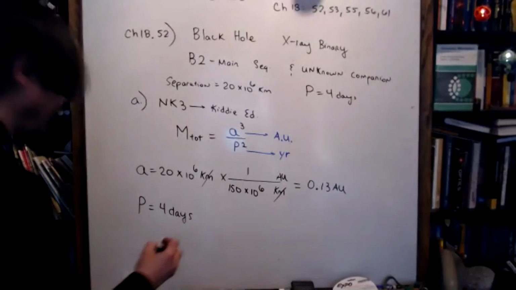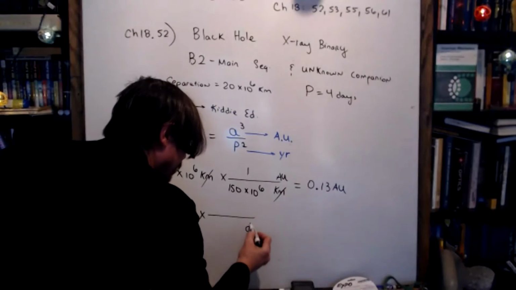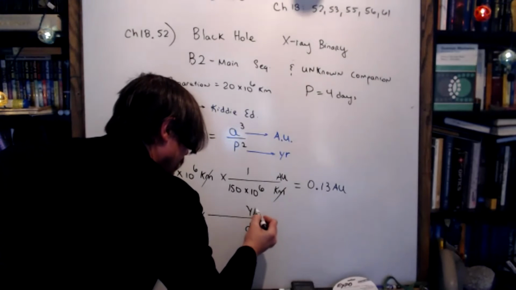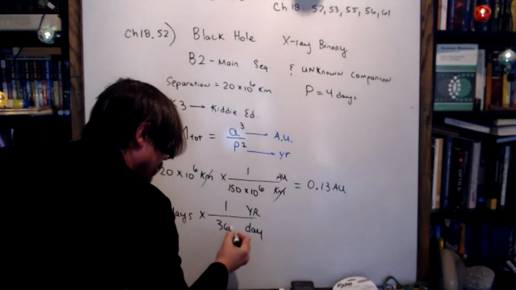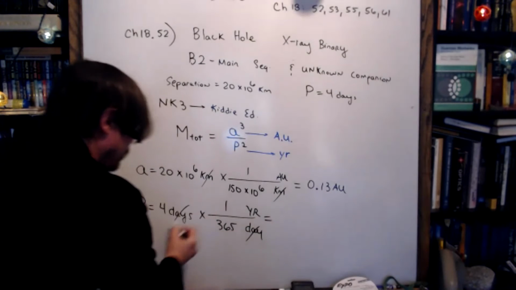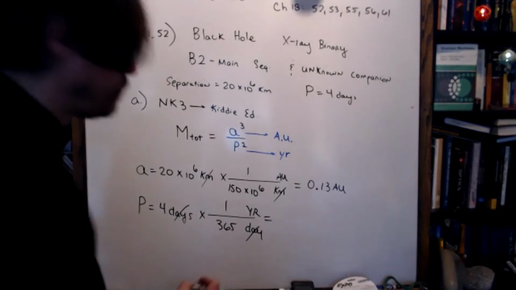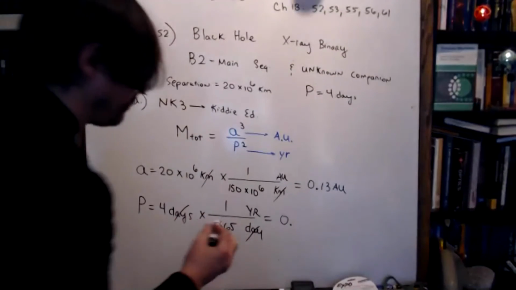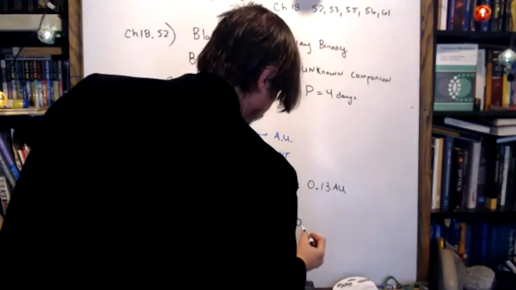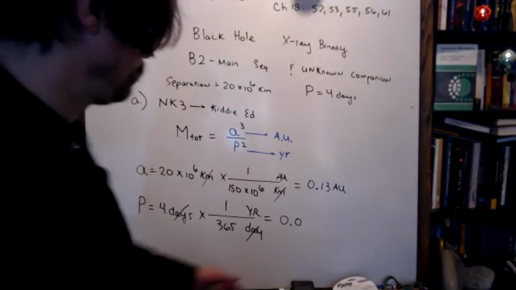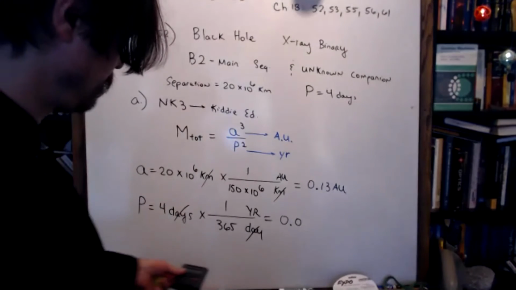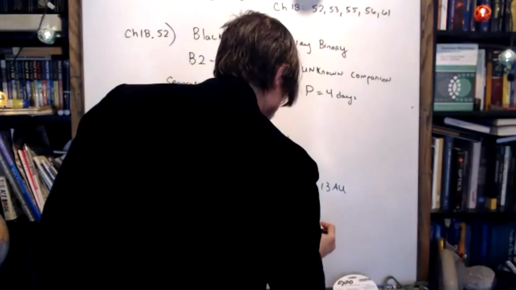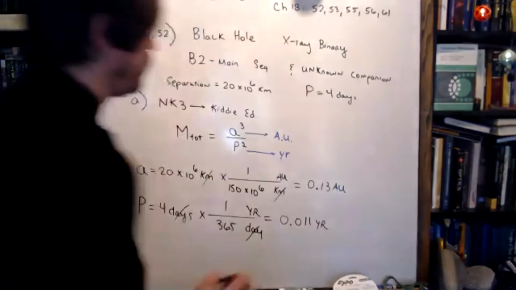Okay. Days on the bottom, years at the top. 365 to 1. And what do you get? 0.01. Give me 2 sig figs. That's only 1 sig fig. 0.011 years.